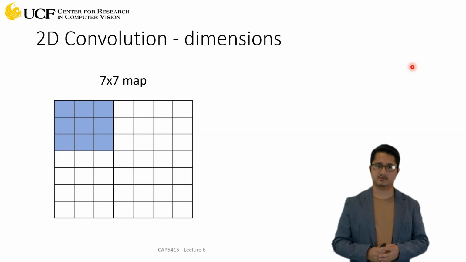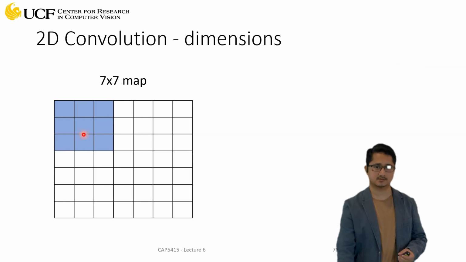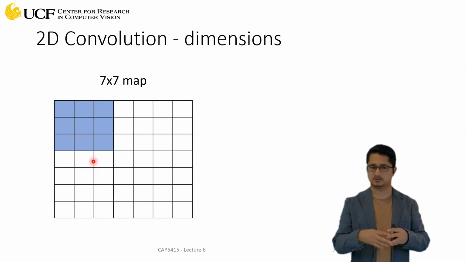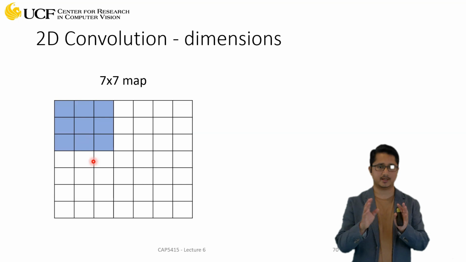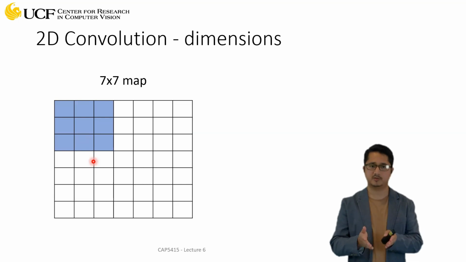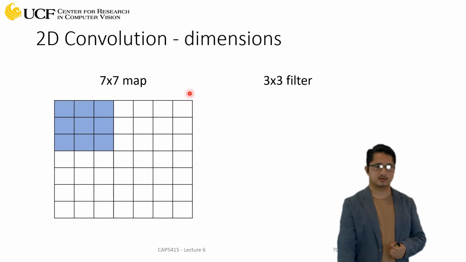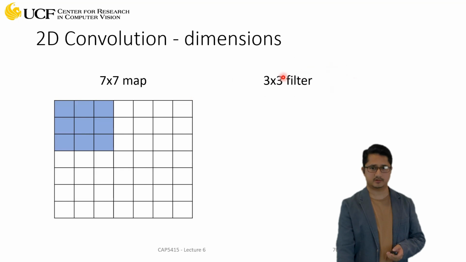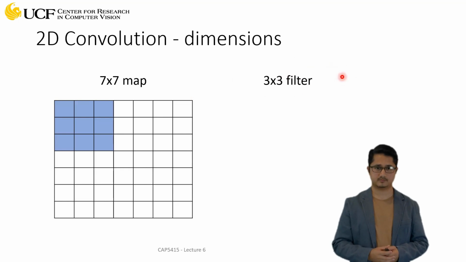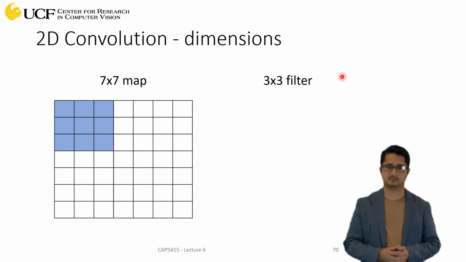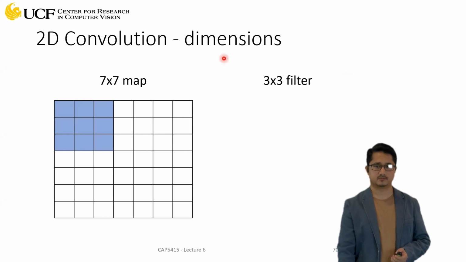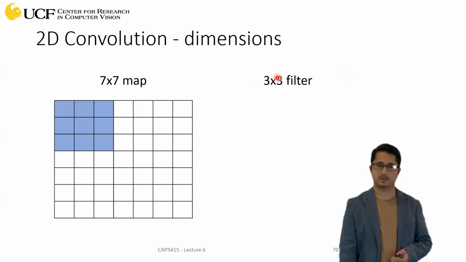For example, if we have a 7x7 map, and again this is some patch from your image, or this could be your input image, or it could be any intermediate activation map inside your neural network. In this case, it's 7x7, it could be anything. And let's say we have a 3x3 filter. Now, when we are trying to convolve, the idea is to place this filter at all the possible locations in this feature map.